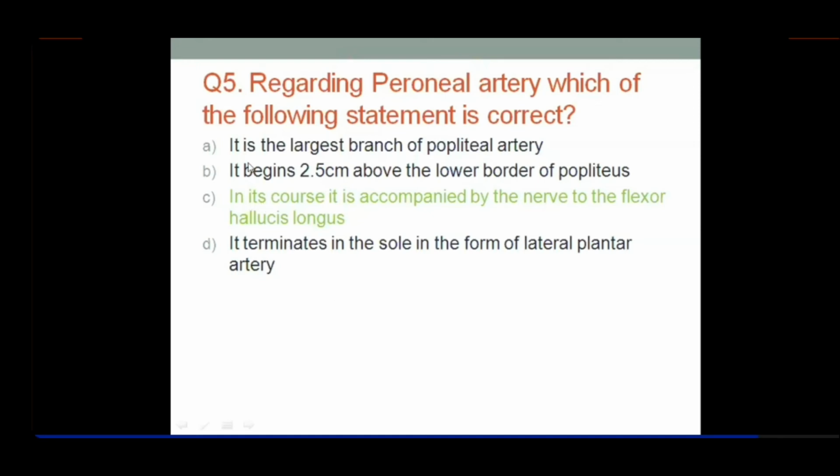Now look here. The purpose of doing MCQs is that you should revise those topics, all the relevant information given there. So the statement that it is the largest branch of popliteal artery is the wrong answer, because popliteal artery divides into two terminal branches, anterior and posterior tibial arteries only. And the posterior tibial artery is the larger terminal branch, or the continuation of popliteal artery, in the back of leg. Clear? And peroneal artery is the largest and the longest branch of posterior tibial artery.